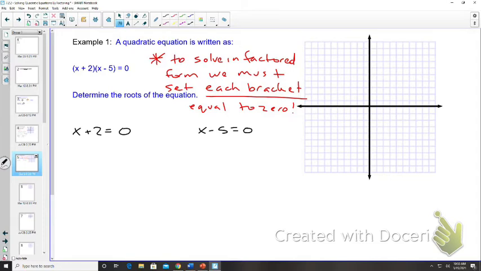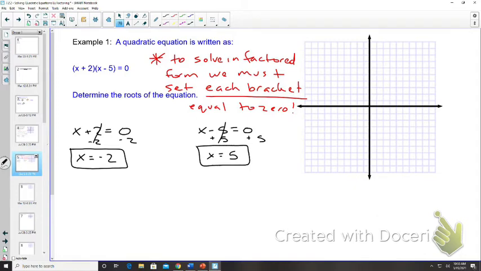So we'll just get x by itself. Subtract 2 from both sides. We have x equals minus 2. And over here, we'll add 5 to both sides. X equals 5. Okay? X equals minus 2, and x equals positive 5.